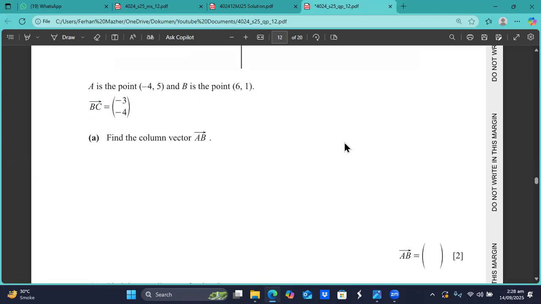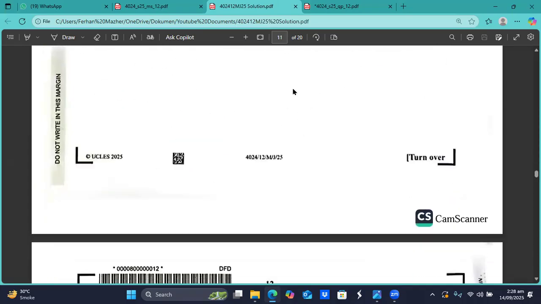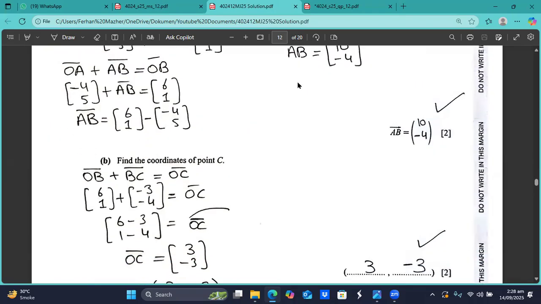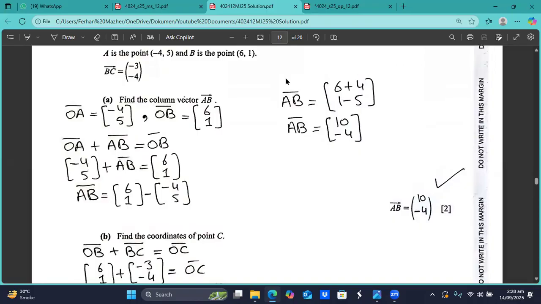You know the coordinates of the A are given, so you can write its position vector, which we call OA. That will be the column vector -4 and 5. In the same way, I can write the position vector of the B. That will be OB, and that's 6 and 1. The coordinates are the position vector. You write just in the column vector form.